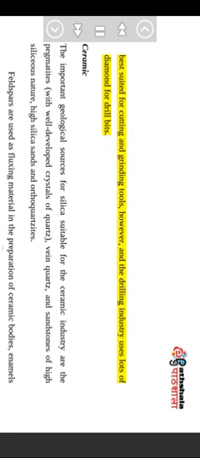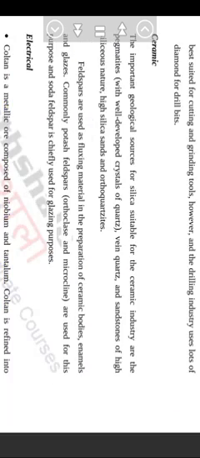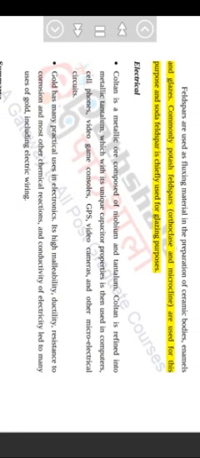Ceramic. The important geological sources for silica suitable for the ceramic industry are the pegmatites with well-developed crystals of quartz, vein quartz, and sandstones of high siliceous nature, high silica sands and orthoquartzites. Feldspars are used as fluxing material in the preparation of ceramic bodies, enamels and glazes. Commonly potash feldspars, orthoclase and microcline, are used for this purpose and soda feldspar is chiefly used for glazing purposes.